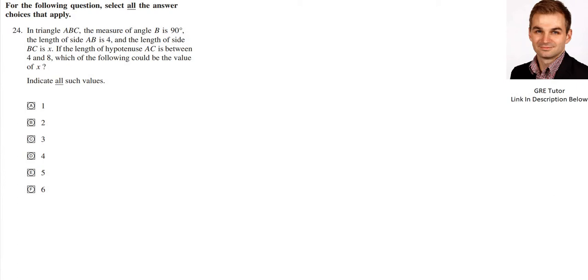Okay, so this question says in triangle ABC, so we're going to draw a triangle, and the measure of angle B is 90 degrees. Okay, so this is a right triangle. So let's draw our right triangle really quick. Something like that. And here is going to be the 90 degrees, so we've got A, we've got B, and we've got C.